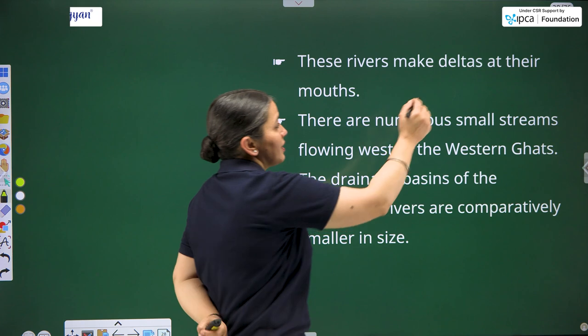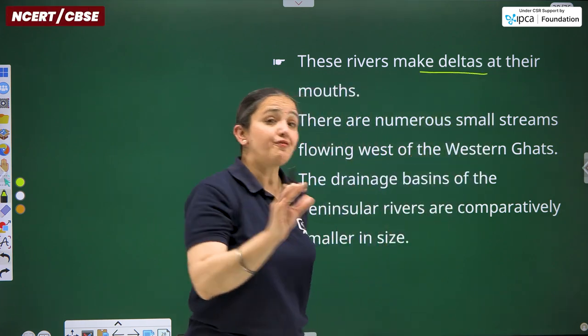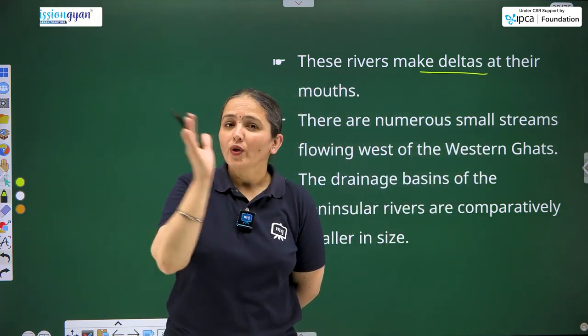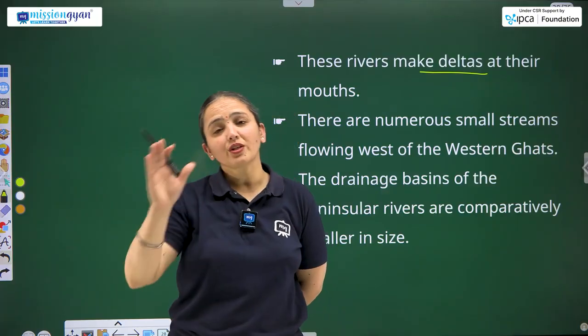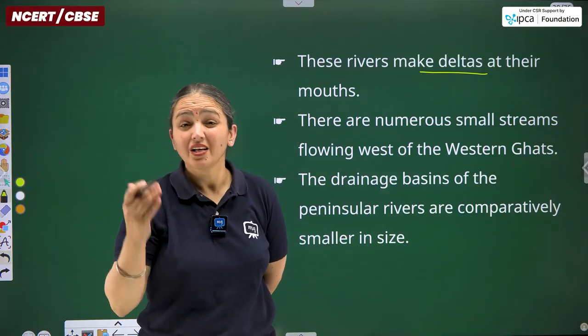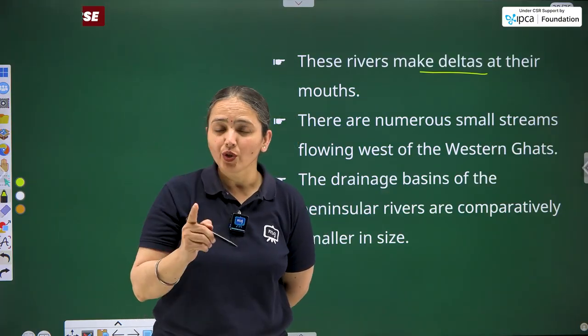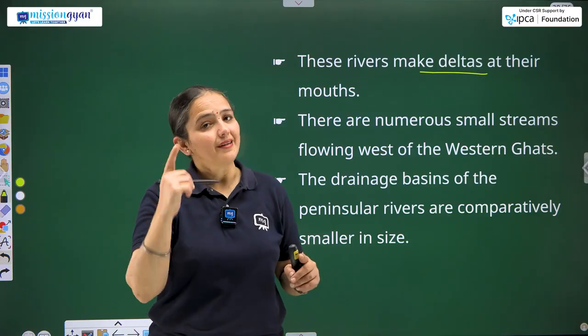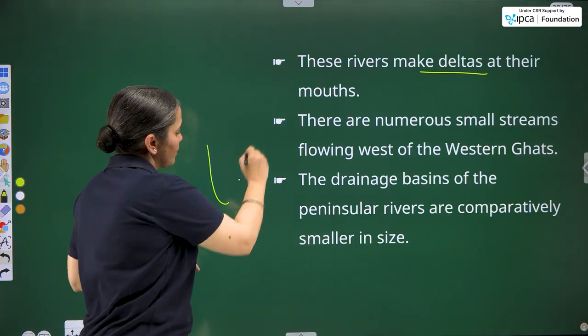These rivers make deltas, although every river makes a delta, whether we are talking about the Himalayan rivers or the peninsular rivers. What is a delta? I have already told you in the discussion of the Himalayan river system. Let me recall it once again for you.